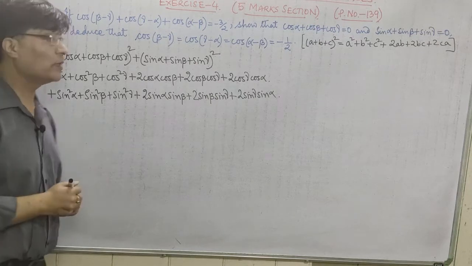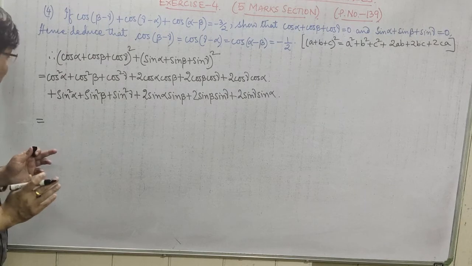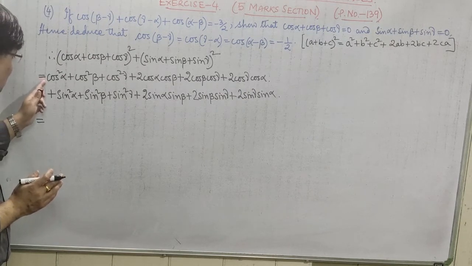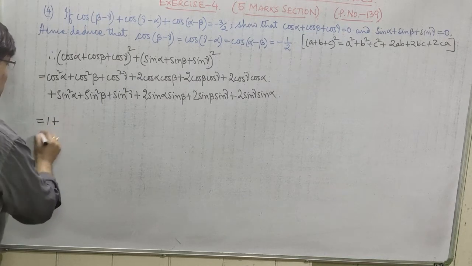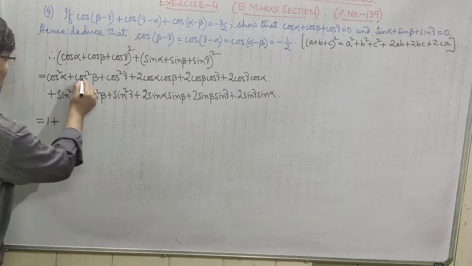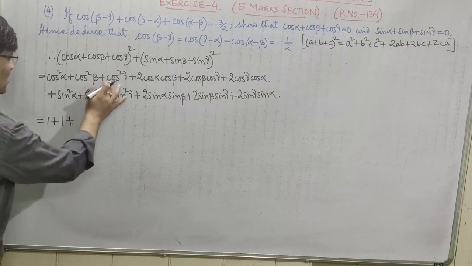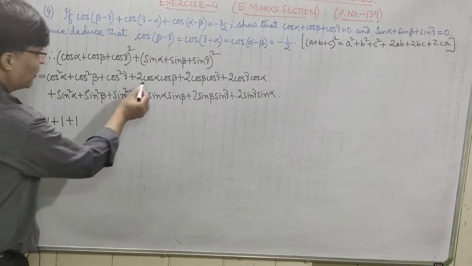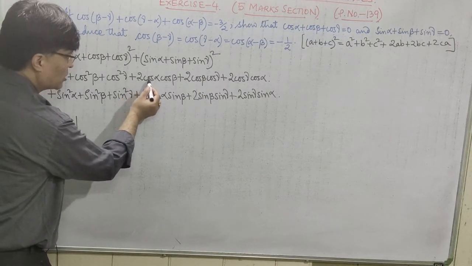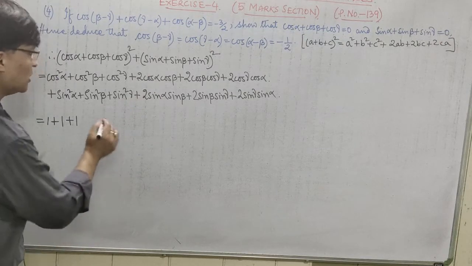Is that clear? So let us simplify it first. So now let us simplify it. You know that cos square alpha plus sin square alpha is 1. Let us write 1 here plus. Similarly, what is cos square beta plus sin square beta? That is also 1. Plus cos square gamma plus sin square gamma, that is also 1. And from these two terms, 2 cos alpha cos beta plus 2 sin alpha sin beta, what is common here?